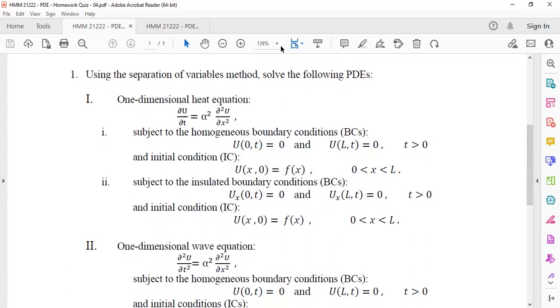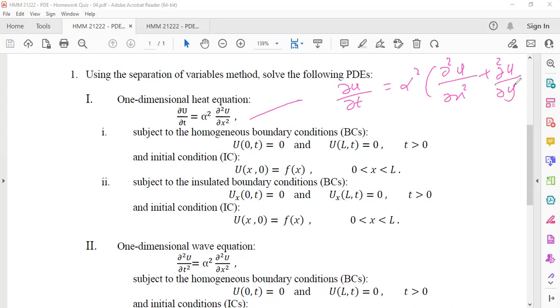this equation can be like delta u over delta t as it is. In the case of the heat equation, alpha squared with delta squared u over delta x squared plus delta squared u over delta y squared. This is the two-dimensional case. So nothing will change much, only a small thing in this derivation will change.